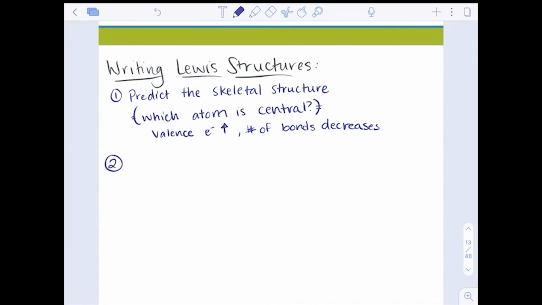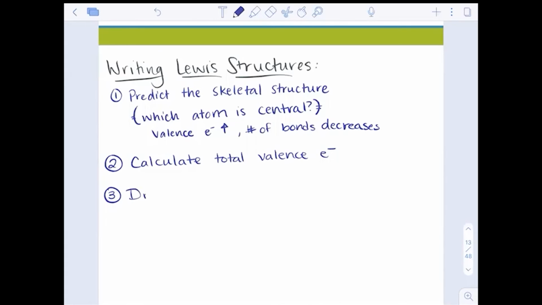The second rule that we want to be able to do, once we start predicting who's in the center and getting some sort of idea about the structure based off of what we know in bonding, we need to calculate the total number of valence electrons. Now we only want the valence electrons because those are the ones that go into bonding. We don't need core, we just need the total valence electron count of all the atoms provided in the structure or in the molecular formula.